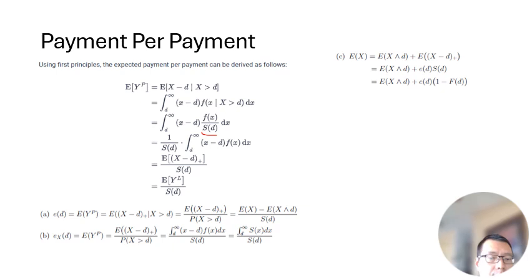So eventually it will get to here. The expected value of the payment per payment is just the expected value of the payment per loss over S(d), the survival function, which is just the probability of X being greater than d. And there are some other formulas which are similar to what we talked about before. It's just a slight transformation of what we have done, so I'm not going to elaborate on that.